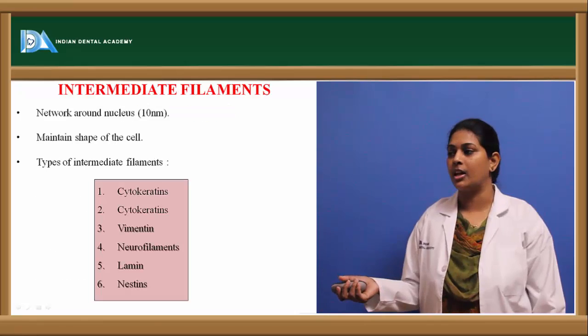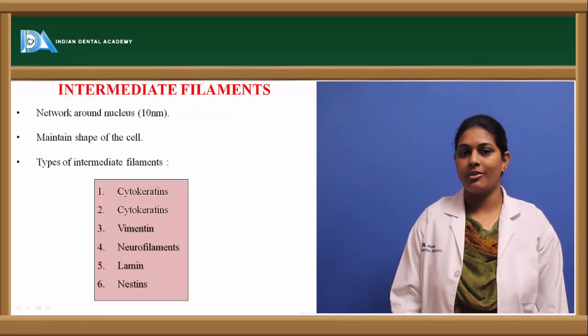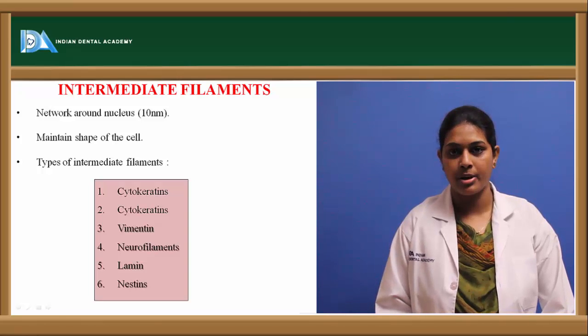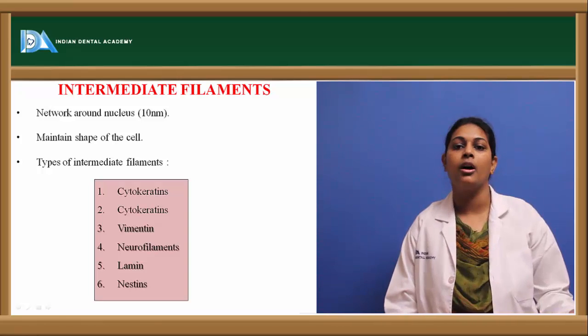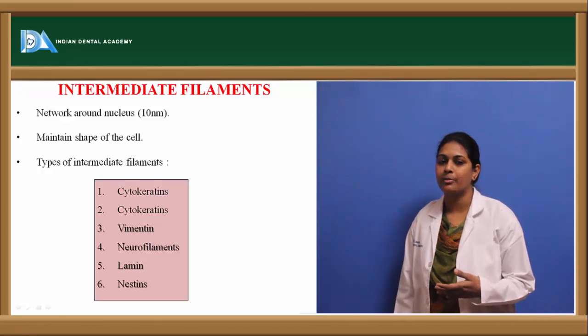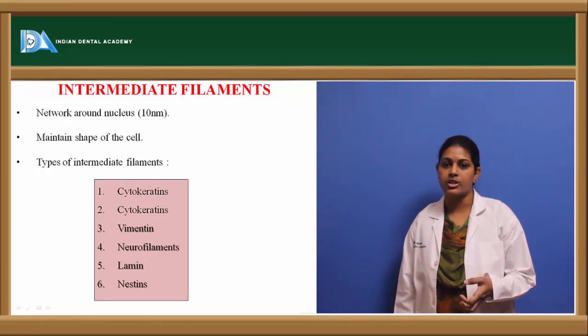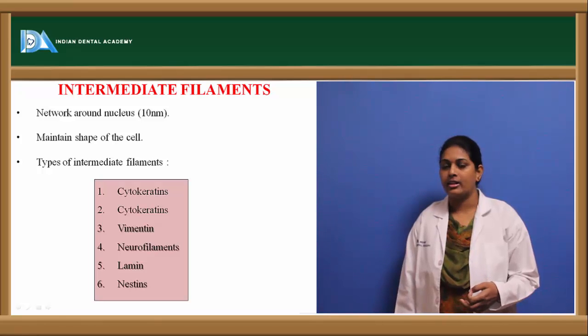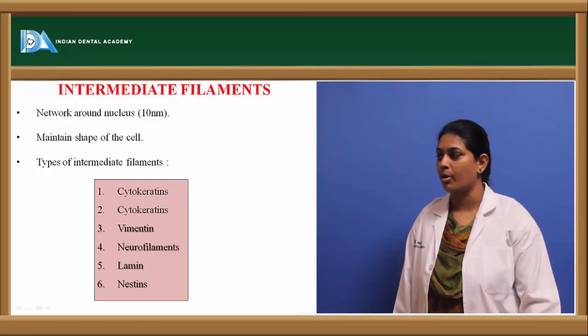Coming to the intermediate filaments, they are so named because their diameter is in between the diameter of the microtubules and the microfilaments. They measure approximately 10 nanometers in diameter, and their major function is to maintain the shape of the cell.